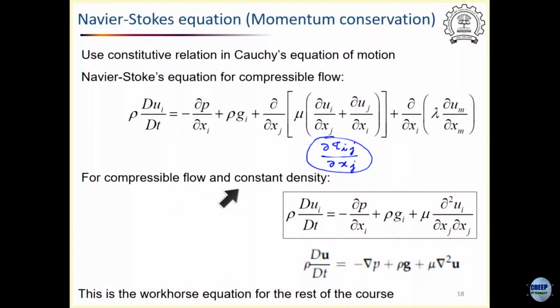Now for compressible flow and constant density, what happens? For compressible flow, this last part, for incompressible, I am really sorry, for incompressible flow and constant density, this is my mistake.